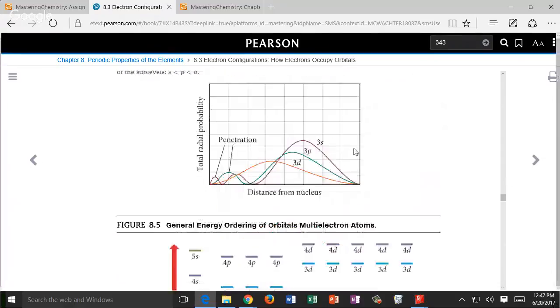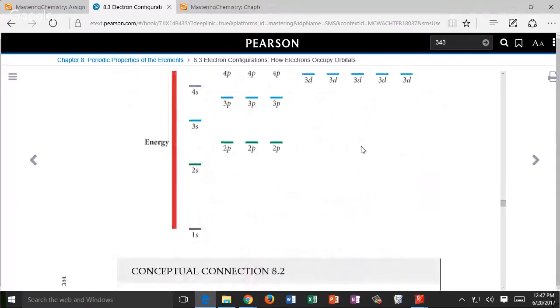I don't know, is there a graph where they put that all together? No, they just kind of look at some other ones.